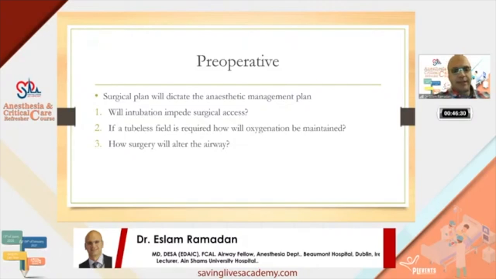Again, the surgical plan will dictate your anesthetic management plan. So you have to ask yourself three questions and find answers. Will intubation impede surgical access? Yes or no? If a tubeless field is required, so you cannot put in a tube, how will I oxygenate and maintain ventilation for this patient? How will the surgery alter the airway? Will it improve the airway after the surgery, or are you expecting deterioration, like edema or bloody surgery?